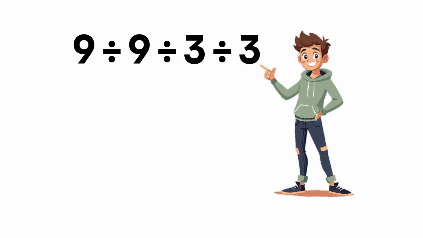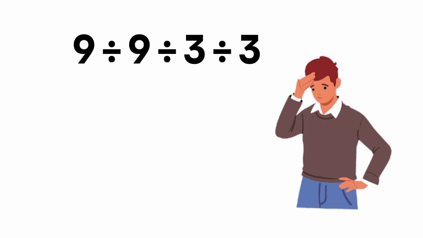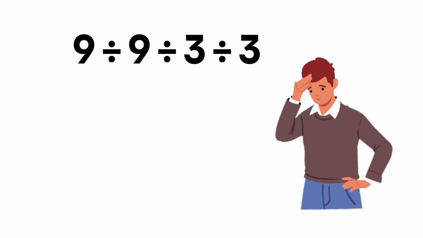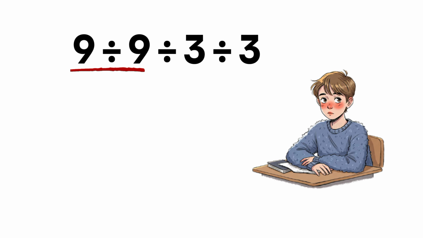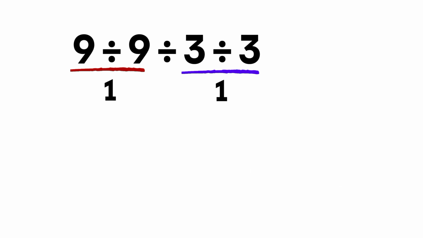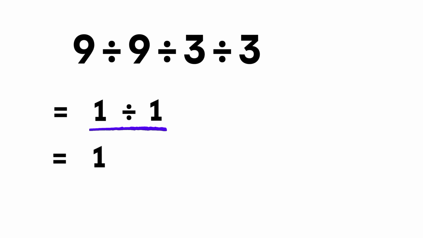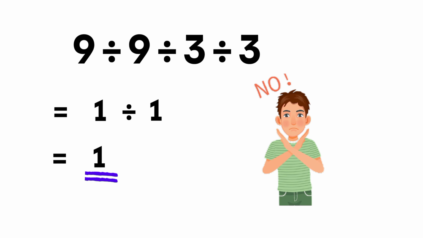Alright, this expression right here looks like the easiest thing in the world, and that's exactly why so many people get it wrong without even noticing. Most people instantly say, 9 divided by 9 is 1, 3 divided by 3 is 1, and 1 divided by 1 is 1. Oh no, that innocent shortcut ruins everything.